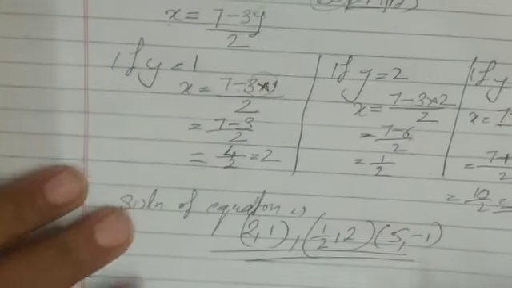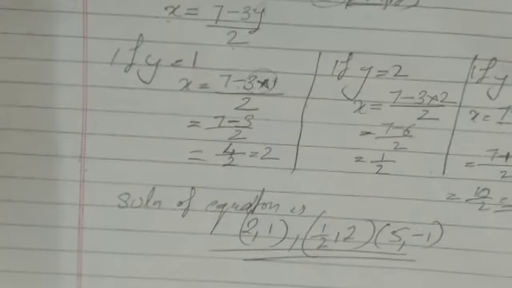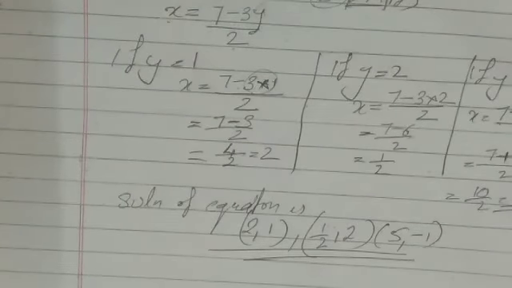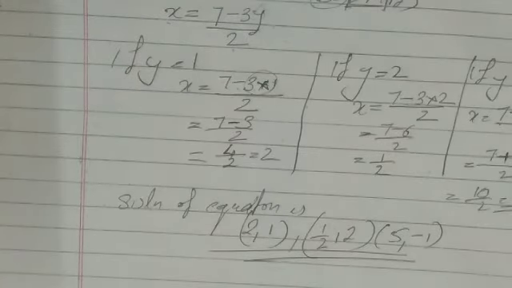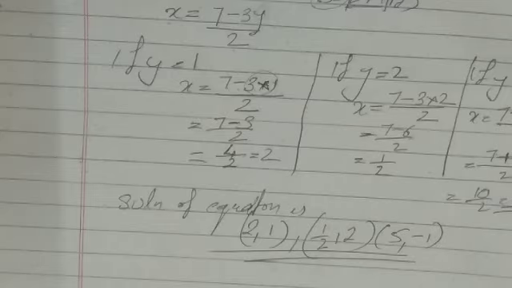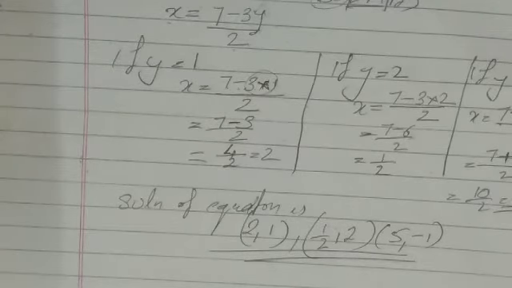So these are the three solutions. So like this we can find infinite number of solutions. So if you are asked to find 4 solutions, you have to find one more. If you are asked to find 10 solutions, you have to repeat this with 10 numbers. That is the only thing. Clear? I think now you are clear with how to find the solution of a linear equation in two variables.